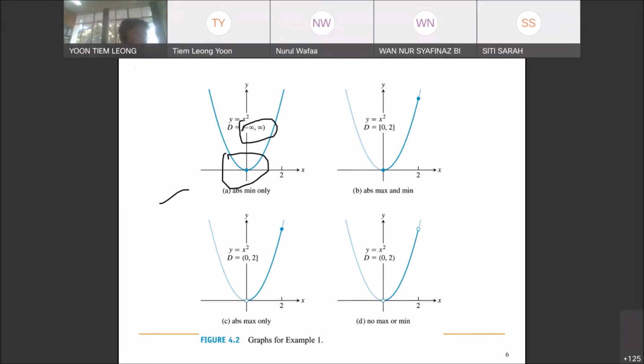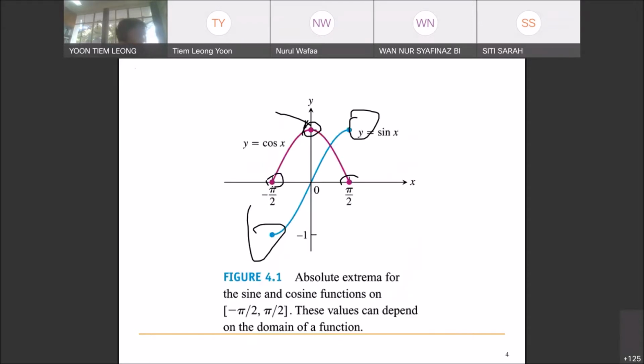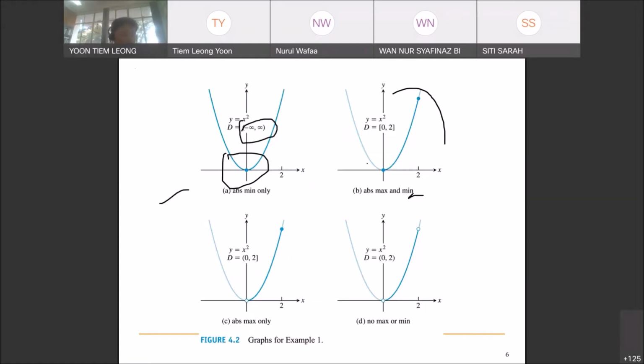Look at part B, where the function is defined on a closed interval from 0 to 2. So x is defined for a domain which is closed, from 0 to 2 inclusive of both. Therefore, in this particular case, this is very similar to the earlier example where you have a closed interval and the function is continuous. Then you have an absolute maximum and an absolute minimum. This is kind of easy to understand.